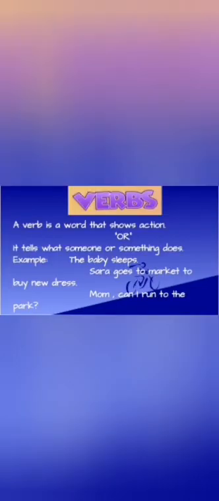So class, first of all, we will discuss what a verb is. A verb is a word that shows action, or it tells what someone or something does. For example, the baby sleeps. Sarah goes to market to buy new dress. Mom, can I run to the park? So in these sentences, sleeps, goes and run are the verbs.